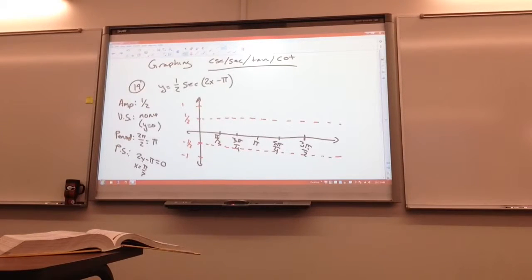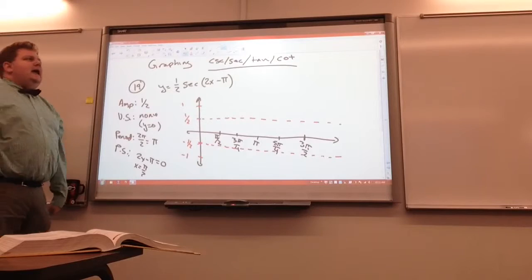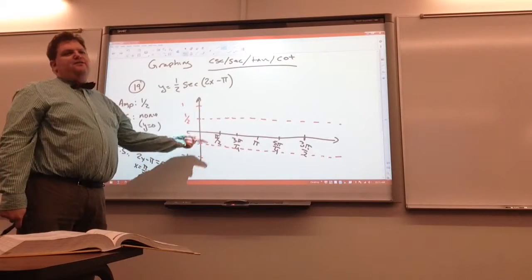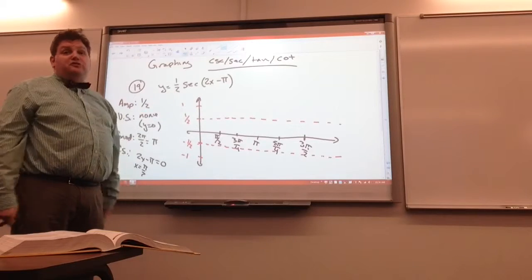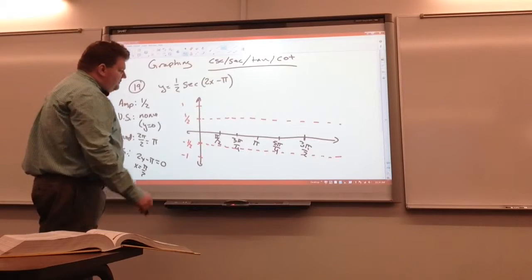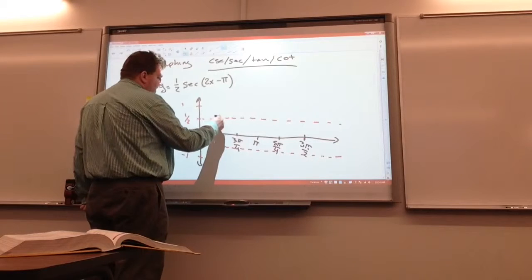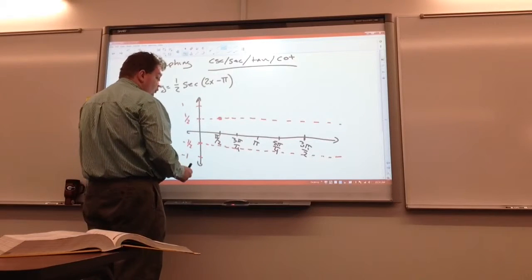So it's going to be the cosine graph turned inside out. Okay? Does the cosine start at the sinusoidal axis, or does it start at maximum or minimum? Maximum or minimum. So secant's going to do the same thing. So my first point of my secant is going to be right here at pi over 2, 1/2.